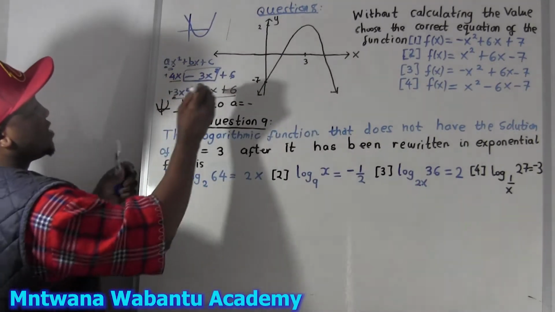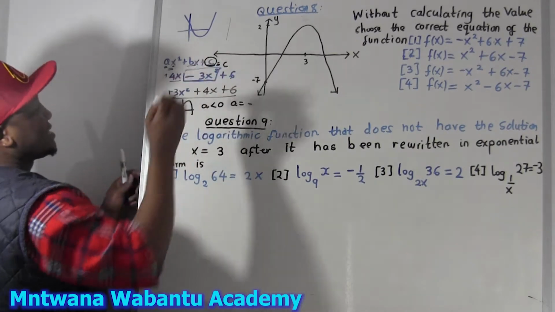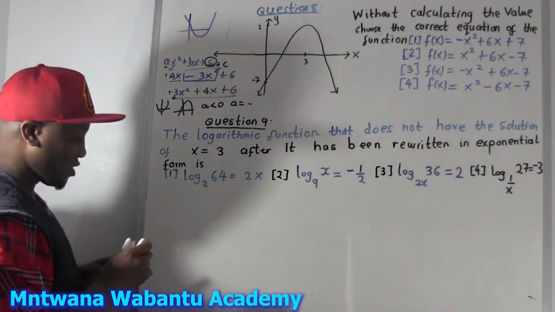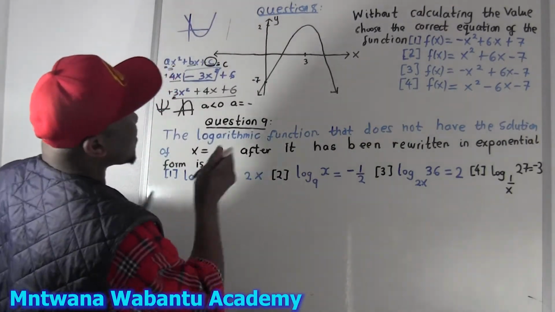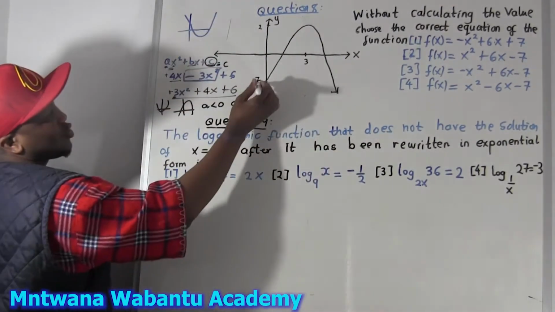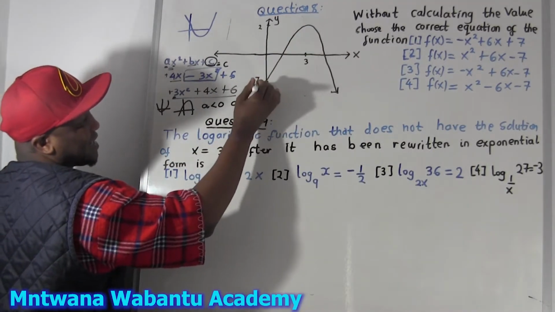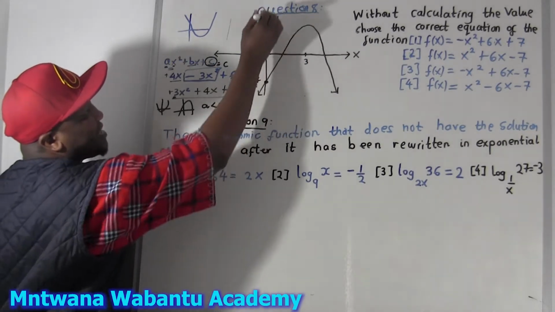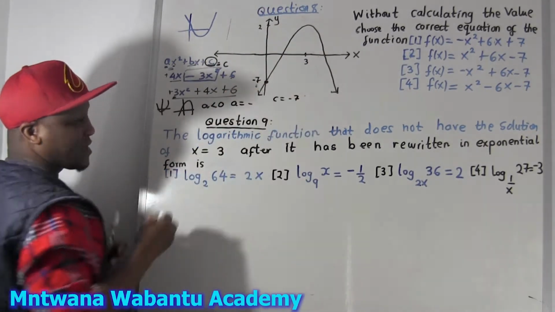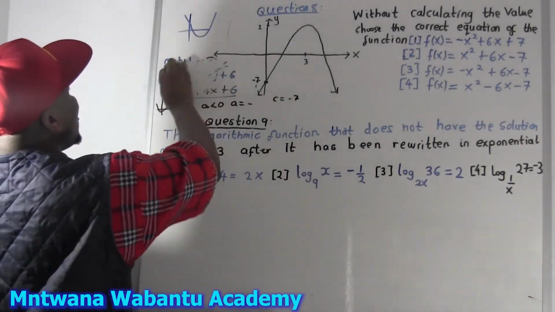Another thing: this value here we call the y-intercept. The value of c is the y-intercept. So if somebody gives me, for example here, what is c? C equals negative 7, because this graph comes and cuts at negative 7, which is the y-intercept. So c equals negative 7, and c is the y-intercept. So now we go.